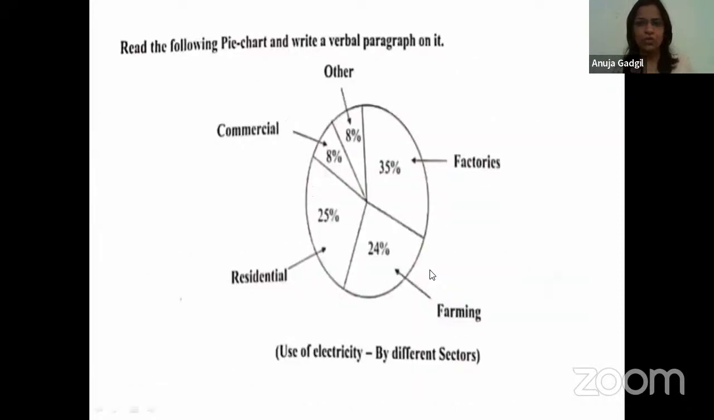Let us do one. Okay. Now I'm asking you some questions and I want you to answer these questions. Pay attention, my dear friends. Now tell me, is this a graph? Is this a table? What type of diagram is this? Pie chart, ma'am. Very good. It's a pie chart. It's a pie diagram.